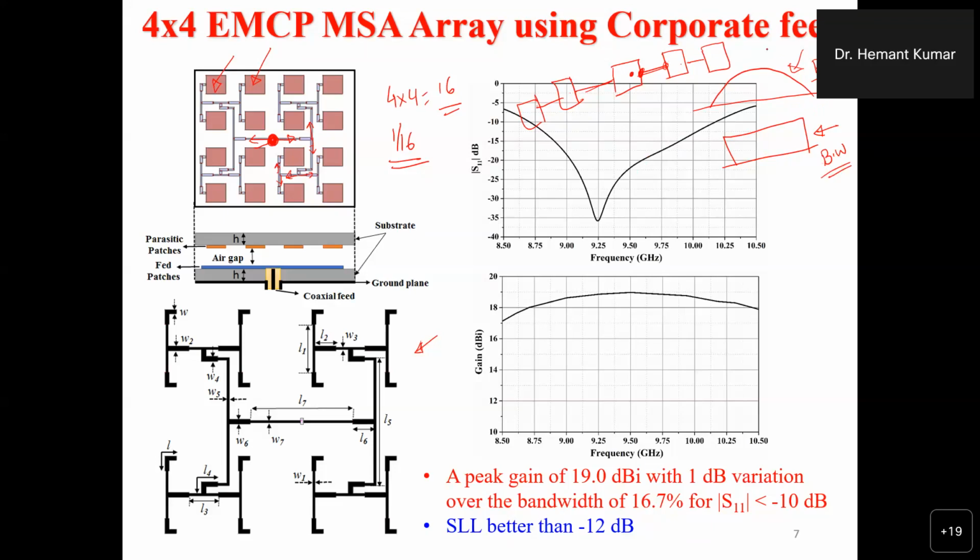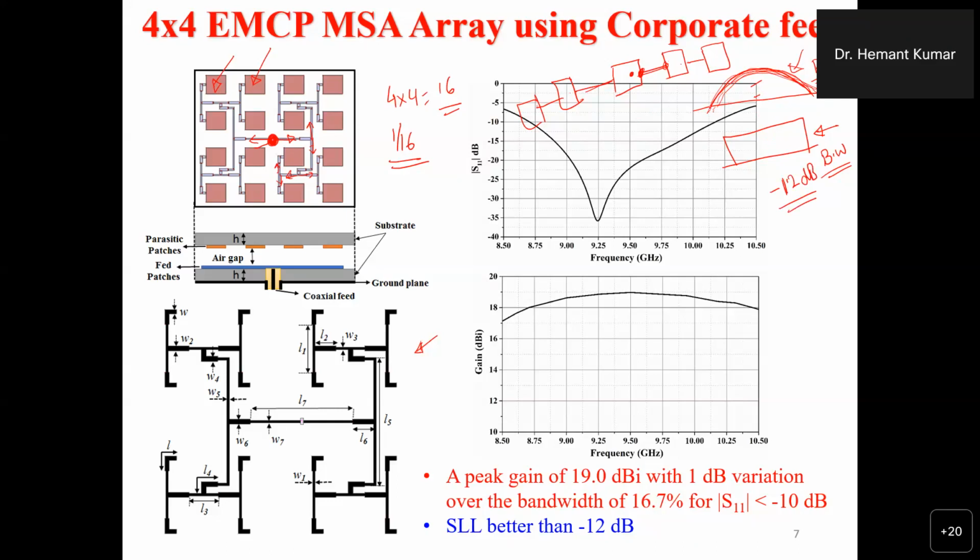And there are some other things. The difference between corporate feeding and series feeding is that in series feeding, as you can see, the distribution is non-uniform, or you can say a tapered distribution. A tapered distribution has the advantage of a lower side lobe level. The side lobe level will be reduced in this case. But in the corporate feeding technique, we get a side lobe level of approximately minus 12 dB to minus 13 dB. In series feeding, you can go up to minus 20, minus 23, or even more. You can reduce the side lobe level.